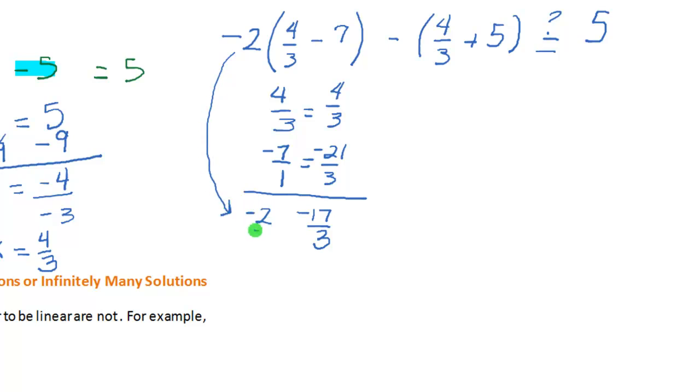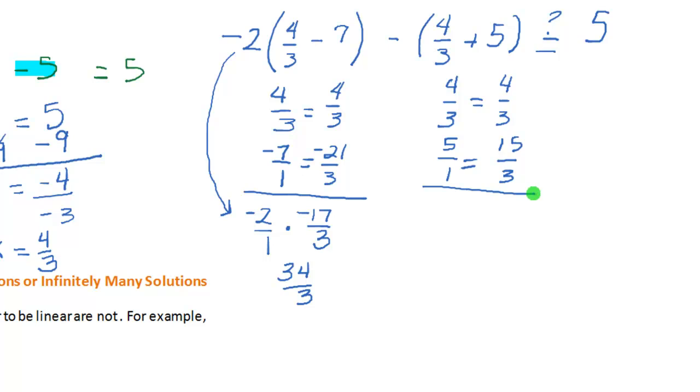And that -2, we're going to change that to -2/1 and then multiply it times our answer. And multiply across, we get +34 on the top and a 3 on the bottom. Okay, now we're going to go to the right-hand side and find a common denominator in that parentheses, which is, again, the common denominator is 3. Just have to change this 5/1 to 15/3. These are both positive, so we're going to add the numerators. That's a 19/3.